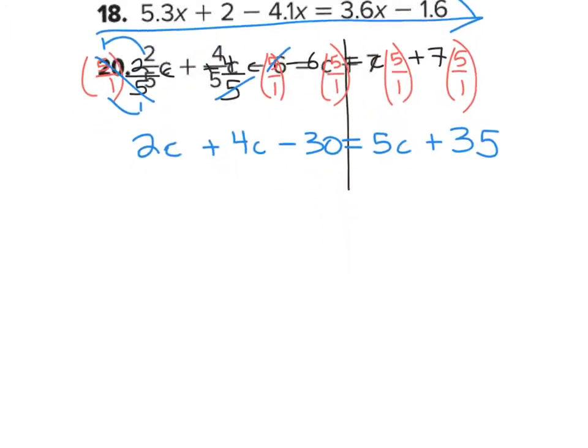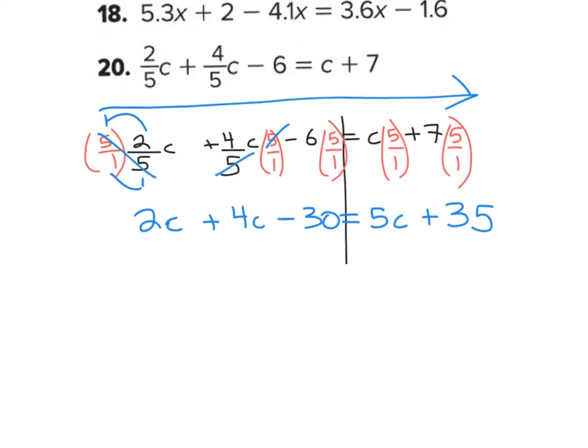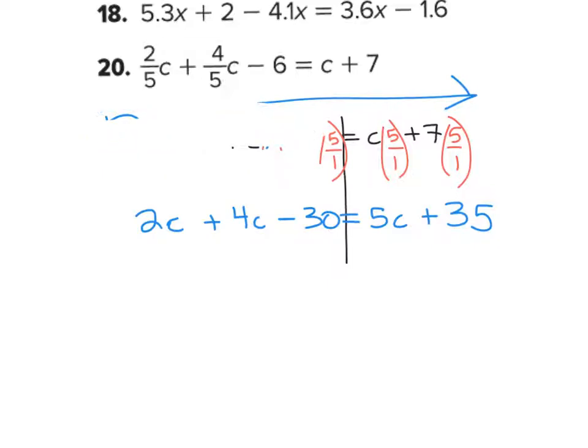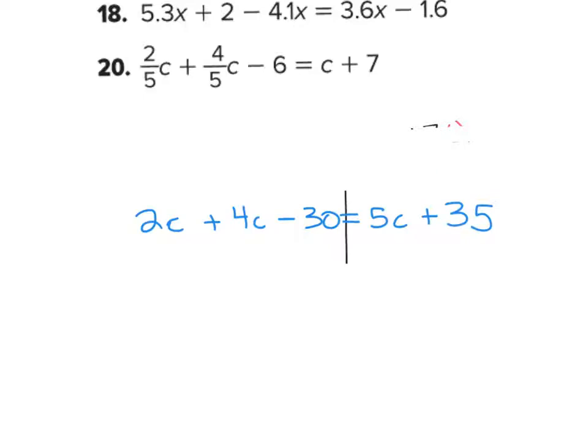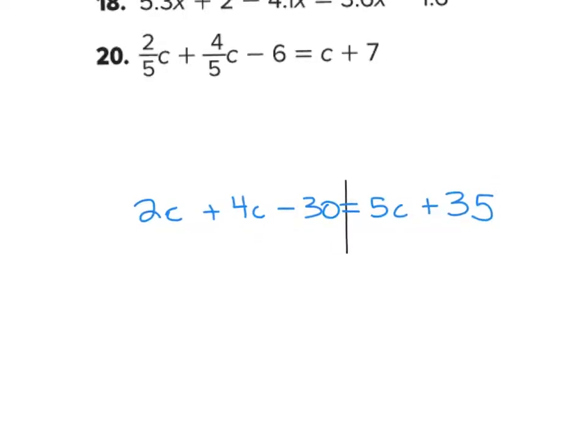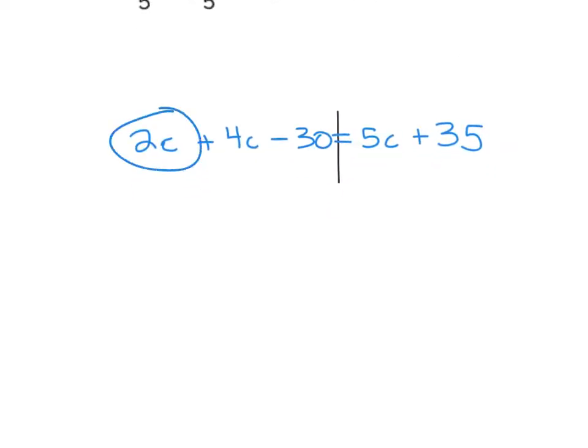Now at this point I have gotten rid of my fractions, so what I'm going to do next is I'm going to combine my like terms on each side of the equal sign. So on the left I have a 2c and a positive 4c, and 2 plus 4 is 6. So 6c minus 30 equals 5c plus 35.